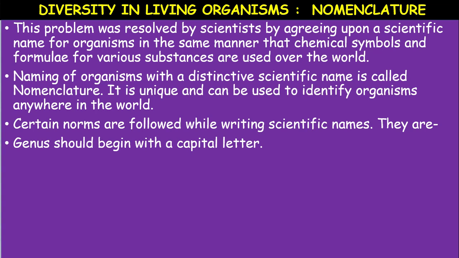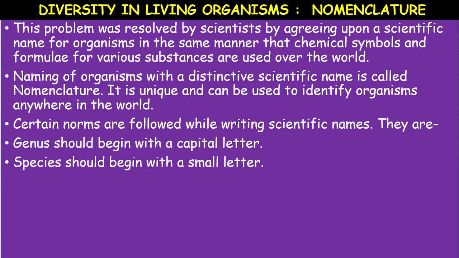The scientific name, binomial nomenclature, was introduced by Carolus Linnaeus. Two names are there. The first one is the genus name and the second name is the specific name. The genus name always starts with a capital letter and the species should begin with a small letter.